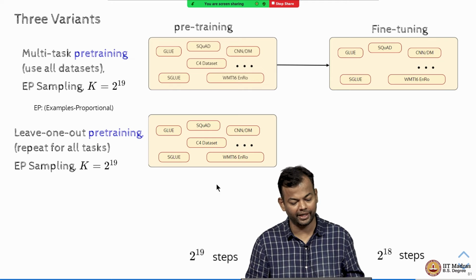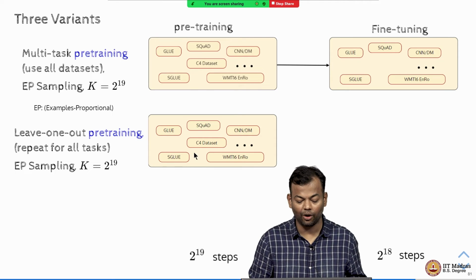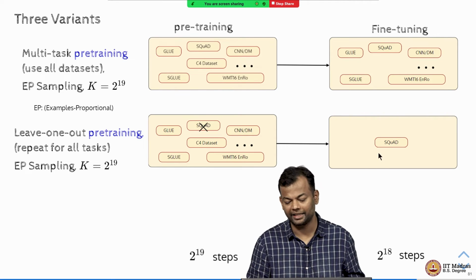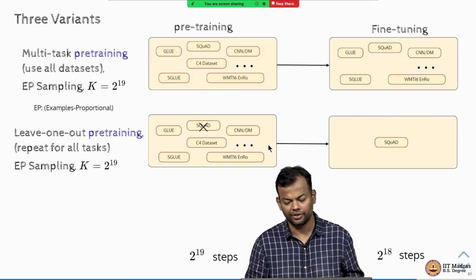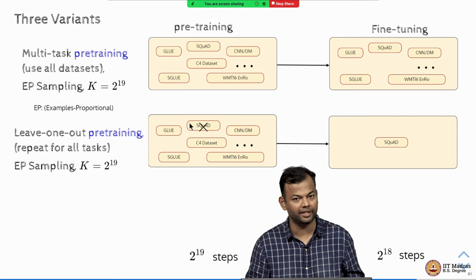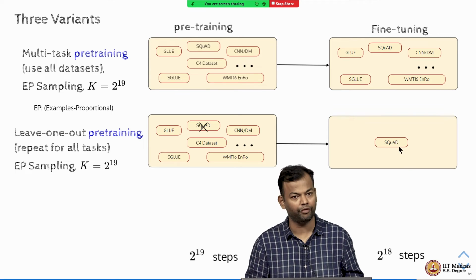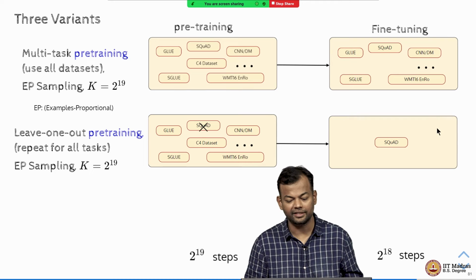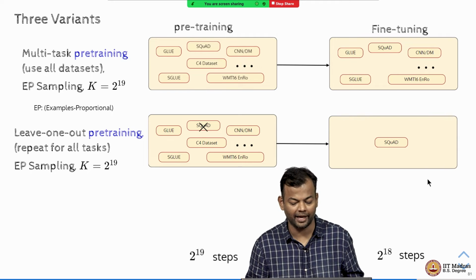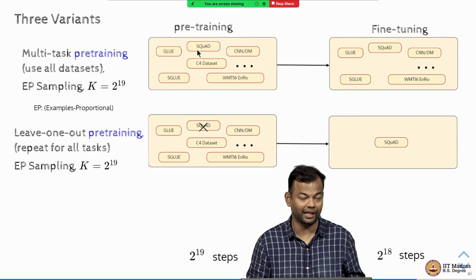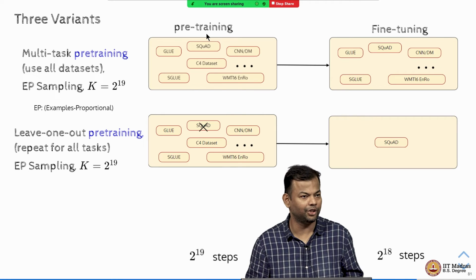Then leave one out pre-training, where you sort of combine all the data sets but leave one of them out and then just fine-tune on that data set. So this is to see that if you don't see a data set during training and then you are going to fine-tune on that task, does it still amount to the same as including that data in the pre-training? If yes, then I would rather not add it during pre-training, right?